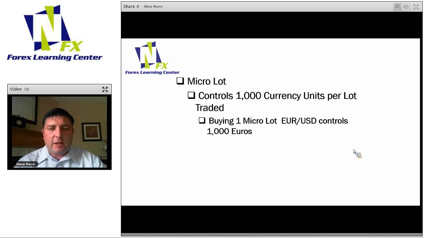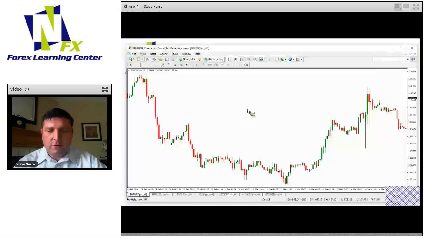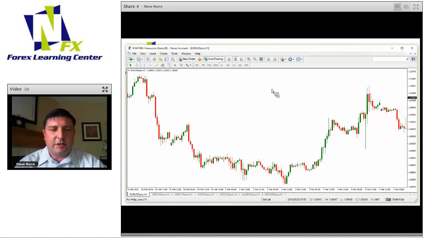Let me go in and actually I'll show you what this looks like on a trading platform so that you can get it. Since we've been on the Euro US dollar, let's use the Euro US dollar as an example here.